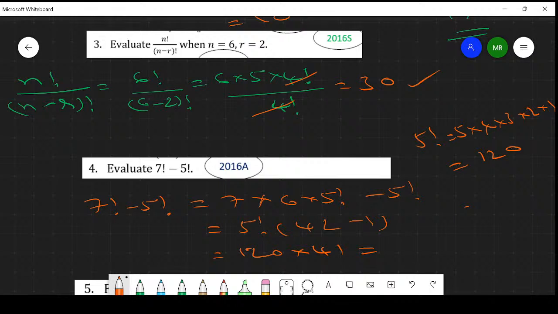You multiply that. Tell me anyone the answer here. 120 into 41, you can multiply. Yeah, anyone got the answer?